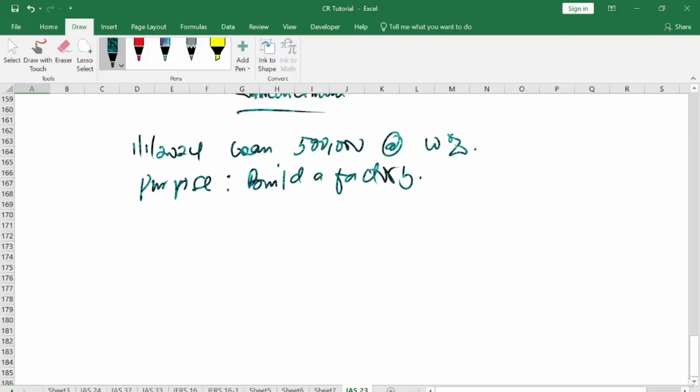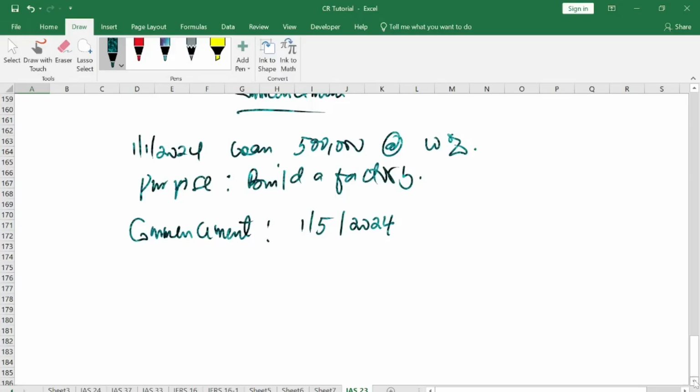And when did you commence the building? The commencement of putting up the building is when you commence putting up the building on 1st May 2024. Very, very important here. All right, so this is what we call the commencement of the period. So when do we start saying that, okay, let me capitalize the borrowing cost? You took the loan on 1st January 2024, but you started using this loan on 1st May 2024. That's what we call commencement.